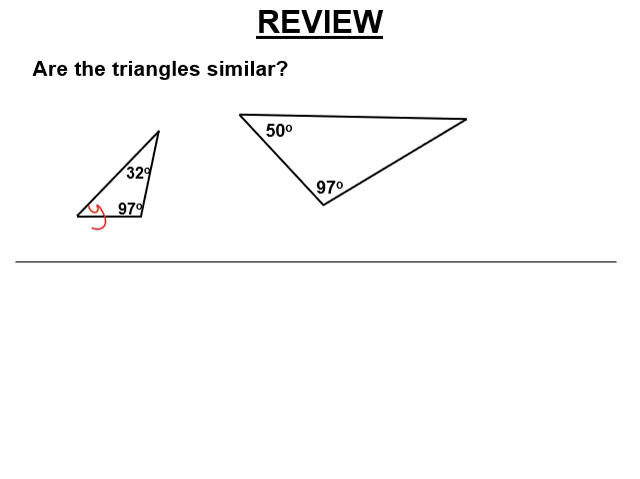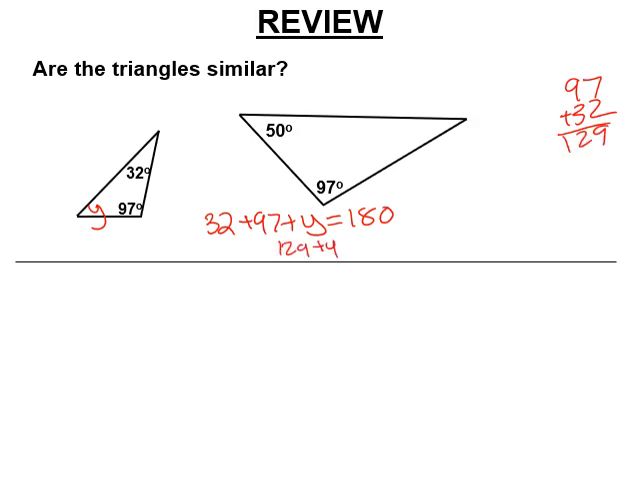We know we can figure out this angle right there because 32 plus 97 plus, I'm going to call it y, has to equal 180. So 97 plus 32 is 129, plus y equals 180. Subtract 129 from both sides, and we're getting 51 degrees. So this is 51 degrees.